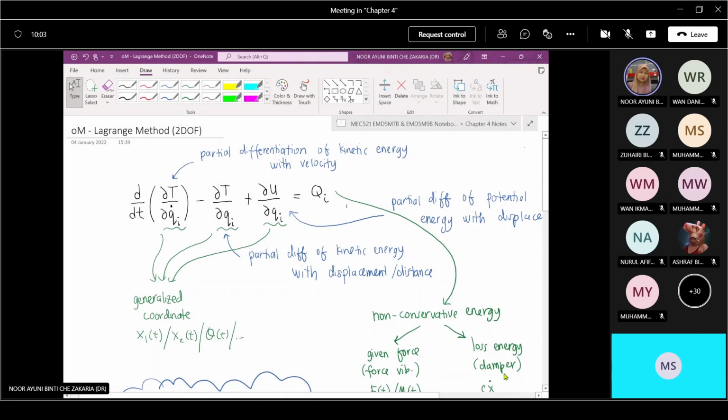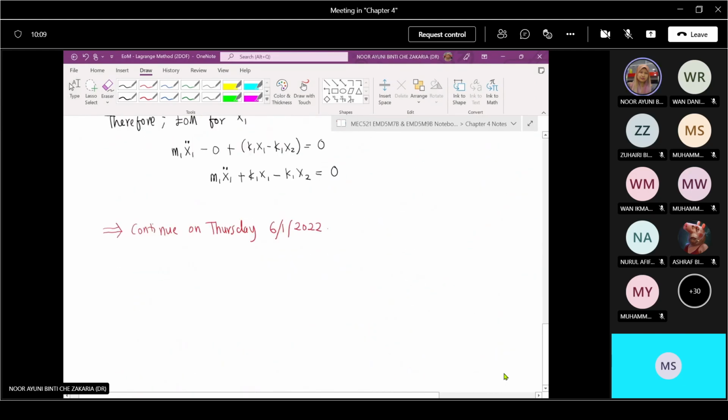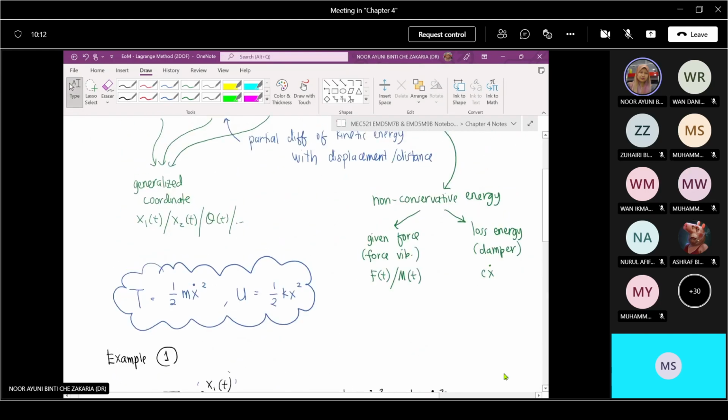Tablet sangat sensitif. Tadi saya tengok daripada atas. Okay.